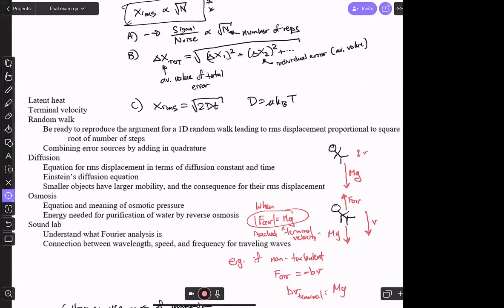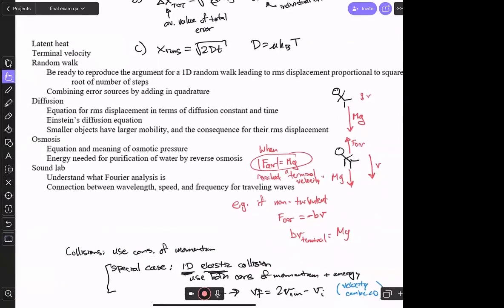Okay, diffusion. We already talked about most of this. Osmosis, so the equation for osmotic pressure and the meaning of it. The energy needed for purification of water by reverse osmosis. I do expect you to understand what you learned in the 2 labs that we did since exam 2, which were the momentum lab, which covered more or less the same material as what we talked about in class, and the sound lab.